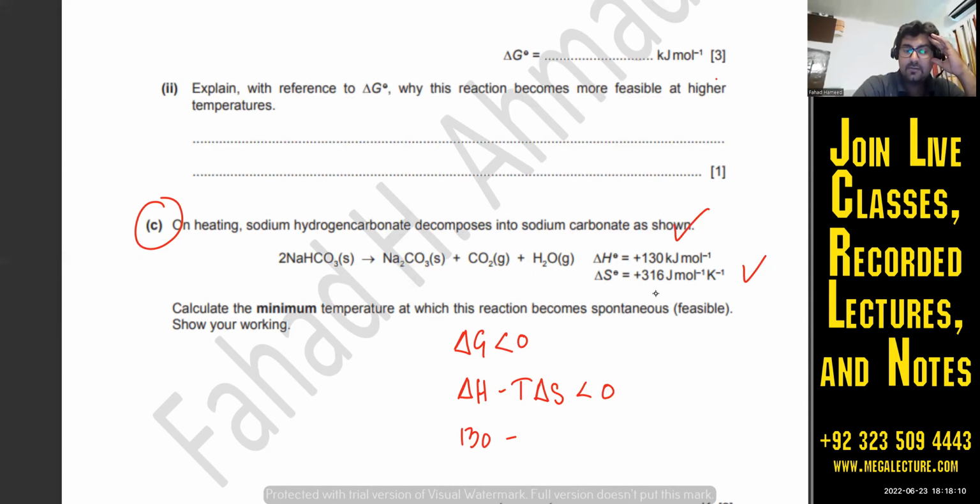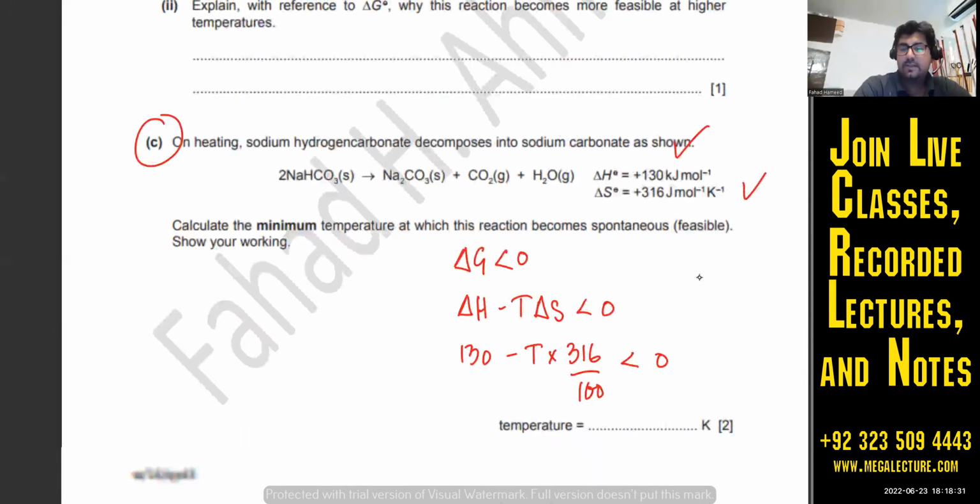Minus T is not known. Focus on this: this is in kilojoules, and this is in joules, so make sure you turn this into kilojoules as well. It's going to be 316, divided by 1000, right? And that's less than 0. Then what you're going to do is solve this.